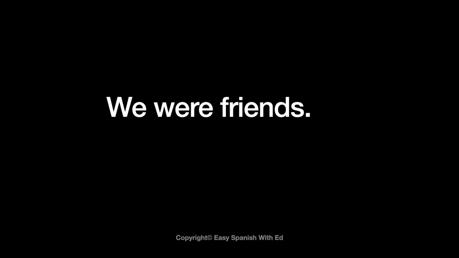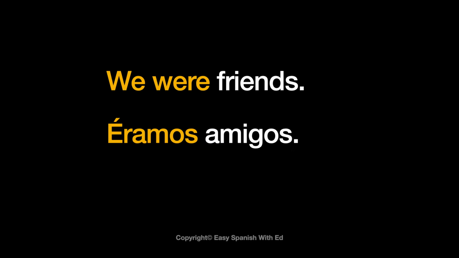And how about this one? We were friends. Preterite or imperfect? Éramos amigos. This one is going to be imperfect because there's no specific event, no clearly defined start and end time. It's just something about the past.